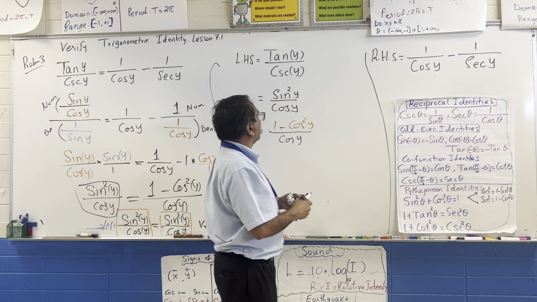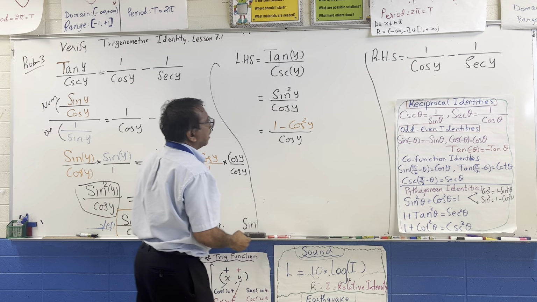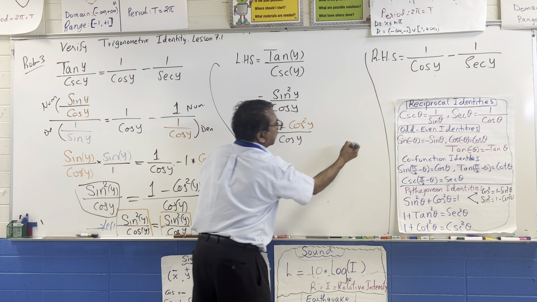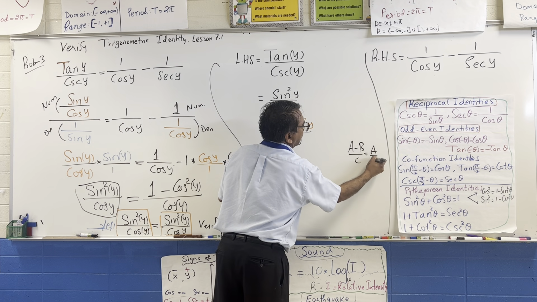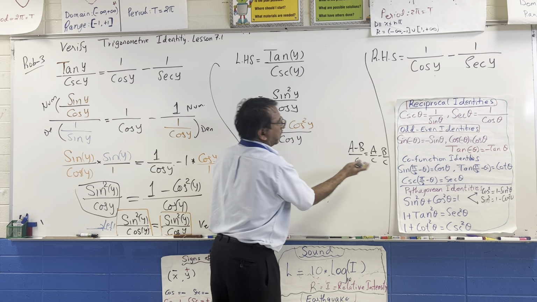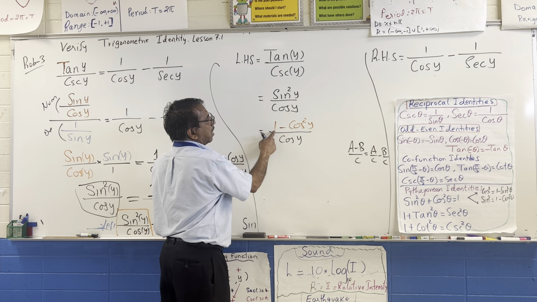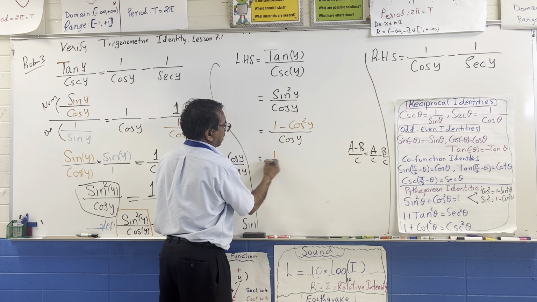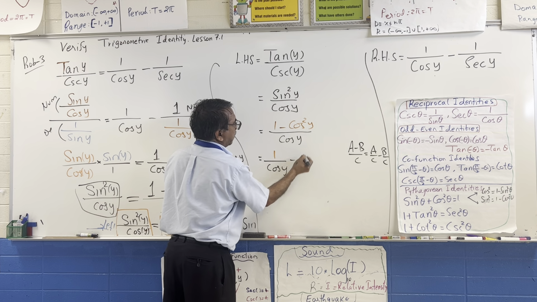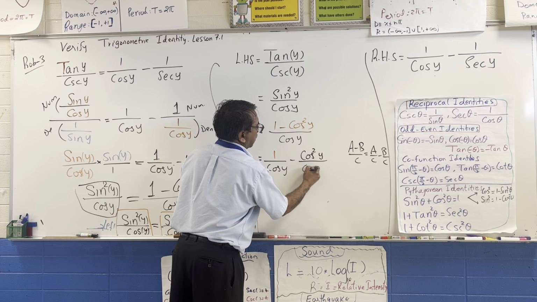Okay, so I'm using sine square y, replacing it by 1 minus cosine square. And then we apply, suppose you have a minus b over c is a over c minus b over c. So you can separate the denominator. So this cosine y divides 1 and both. So this will be 1 over cosine y, and this will be cosine square y over cosine y.